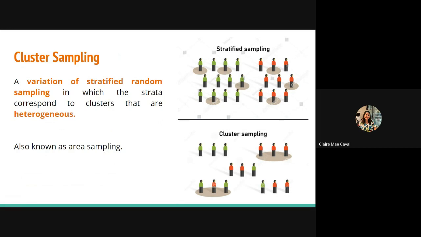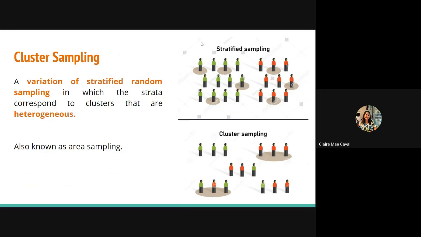Again, your cluster sampling is also known as area sampling because in many cases, your clusters consist of barangays, cities, municipalities, provinces, or streets. Usually, they consist of geographic units. That's why they are called area sampling.